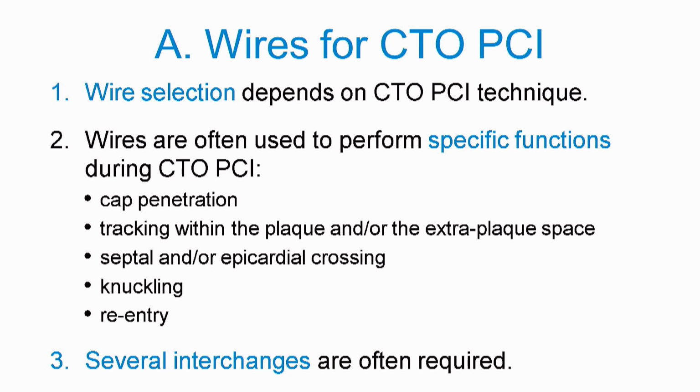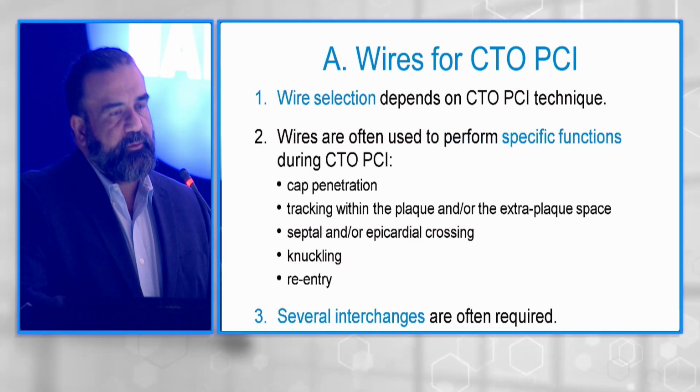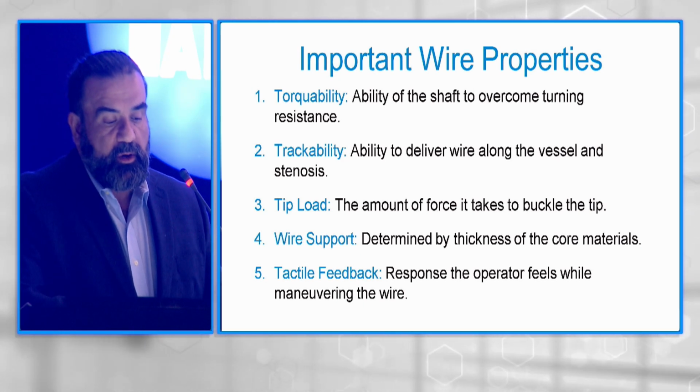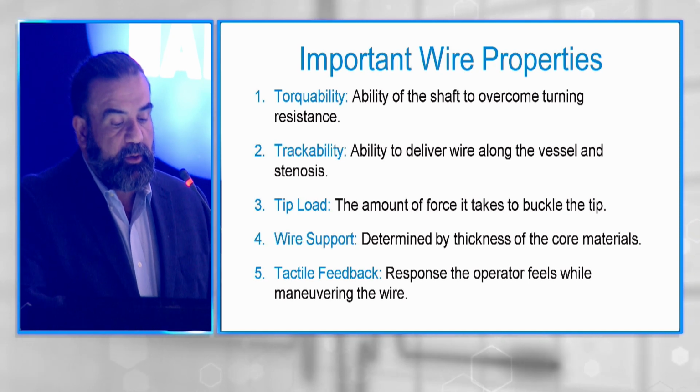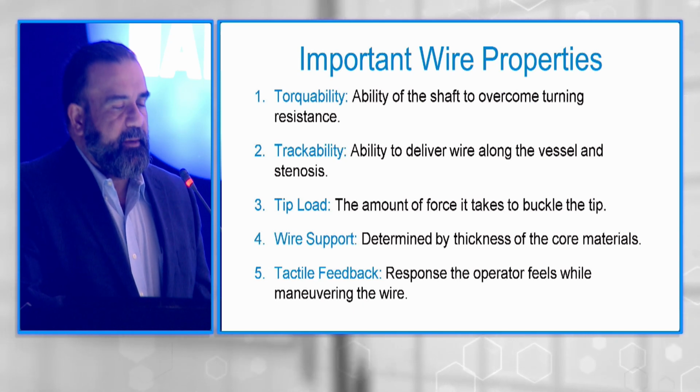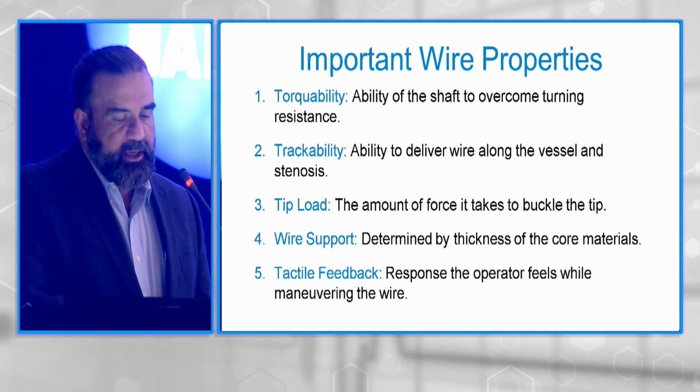These include cap penetration, tracking within the plaque or outside the plaque, septal or epicardial crossing, knuckling reentry. So there's several options for each of these, and I think as a CTO operator, you have to get to use all of them and become experienced in a few of these. Several interchanges are often required. On average, you'll need about 6 to 7 wires for a complex CTO, so that's something you have to get used to, the idea of using multiple wires. Important wire properties that affect choice of wire: there's torqueability, there's trackability, tip load, wire support, and tactile feedback. And it's a difference in these properties that makes the wires different in how they behave within the lesion.